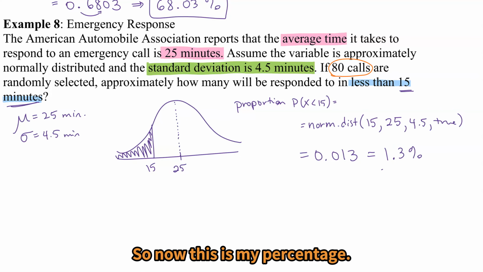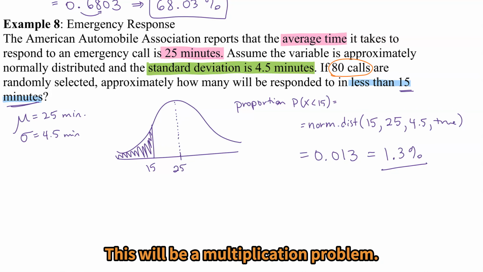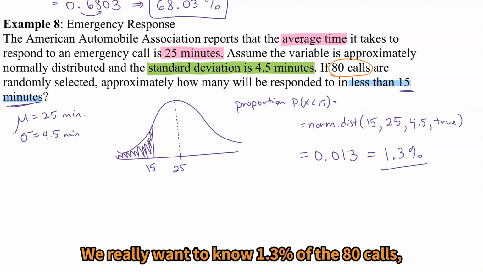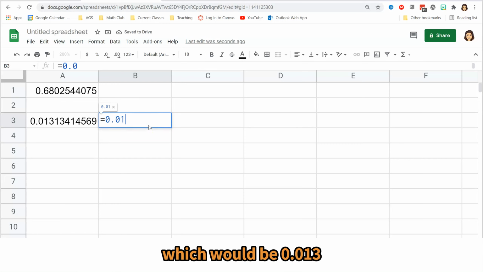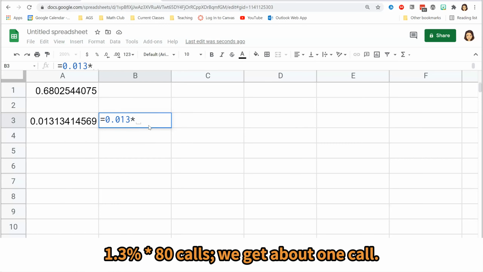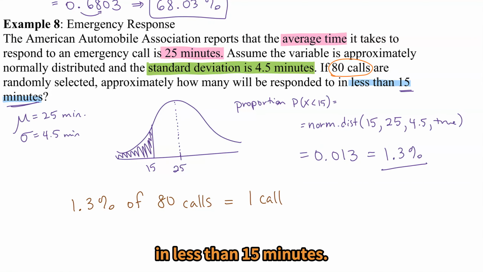So now, this is my percentage. I need to know of 80 calls, how many of them would be responded to in less than 15 minutes. So this will be a multiplication problem. We really want to know 1.3% of the 80 calls, which would be 0.013, so 1.3% times 80 calls. We get about one call. So one call would be responded to in less than 15 minutes.